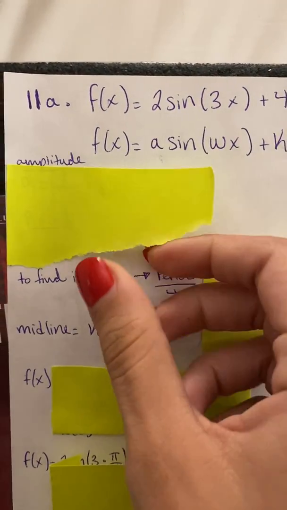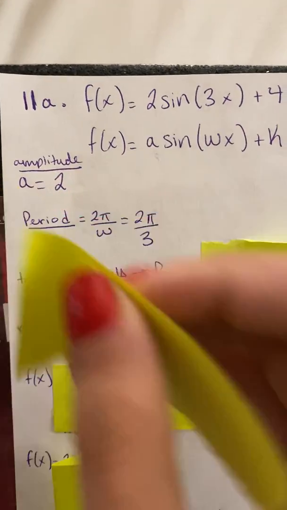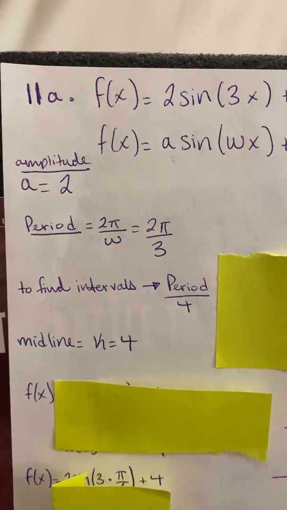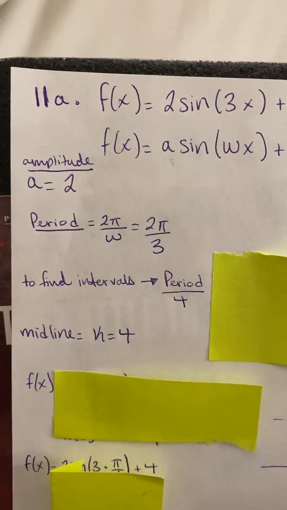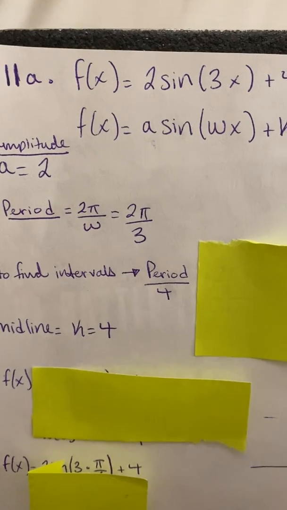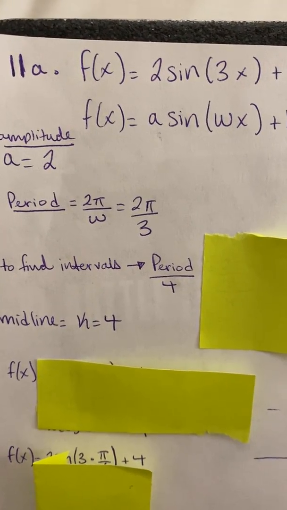First of all, we know that 2 is in the space of our amplitude. So we know that our amplitude, or the height from the center line to the top of our graph, our peak, is going to be 2. It's no longer 1, but now it's stretched up to 2.